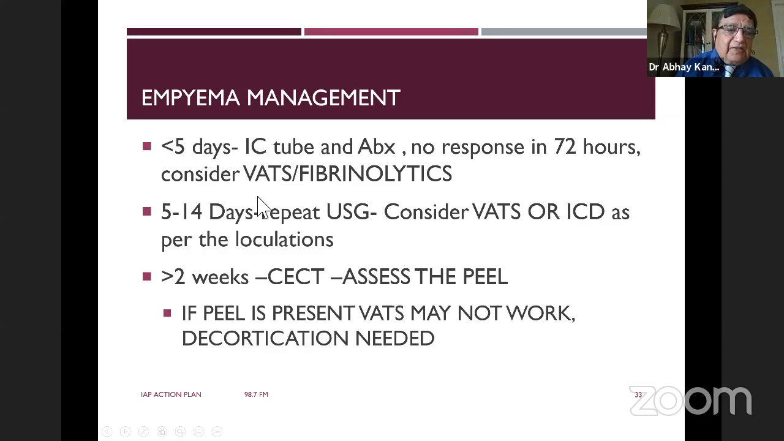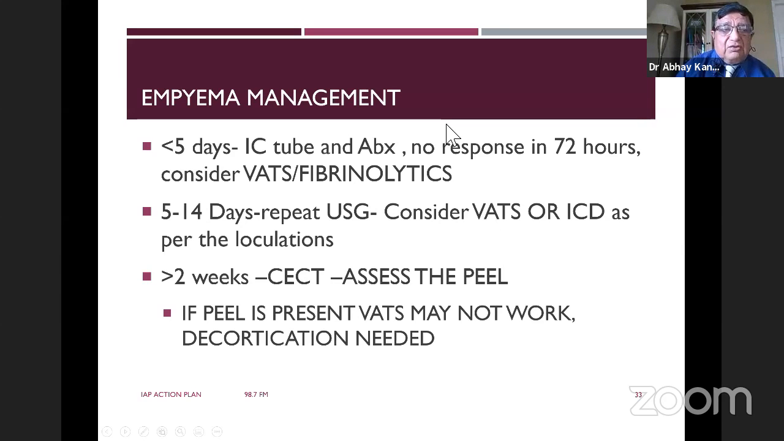As far as the 5 to 14 days is concerned, again, you have to repeat the USG, look at the localization and consider VATS or ICD as per the localization. If the localizations are more, probably VATS will be much more helpful. And if it is more than 2 weeks, do go for the CECT, assess the peel, and if peel is present, then probably your VATS is not going to work. And this is the ideal case where the decortication is required.